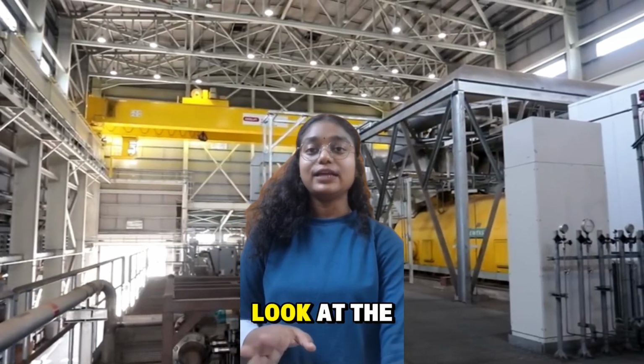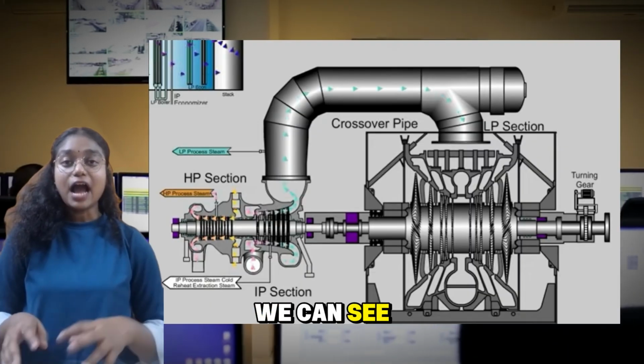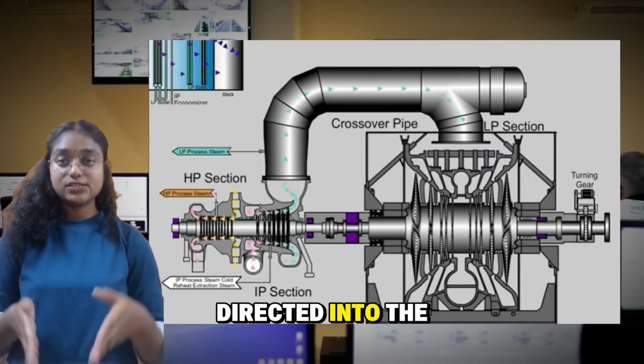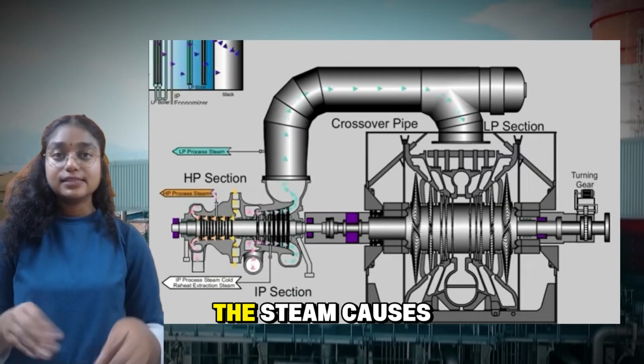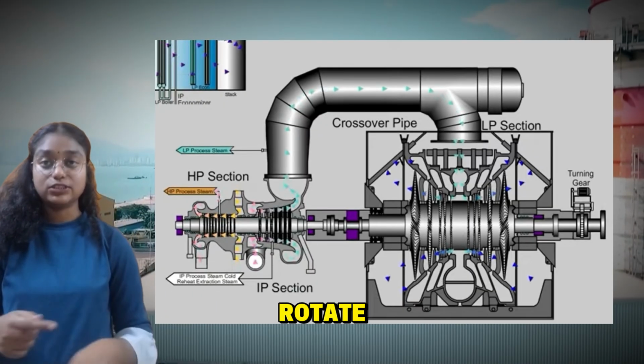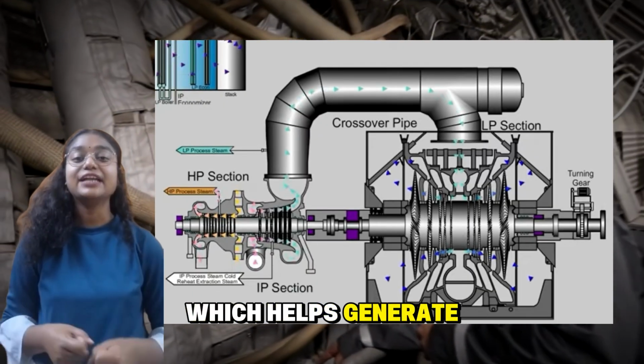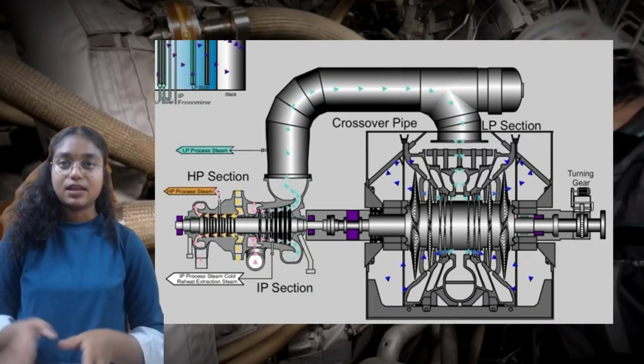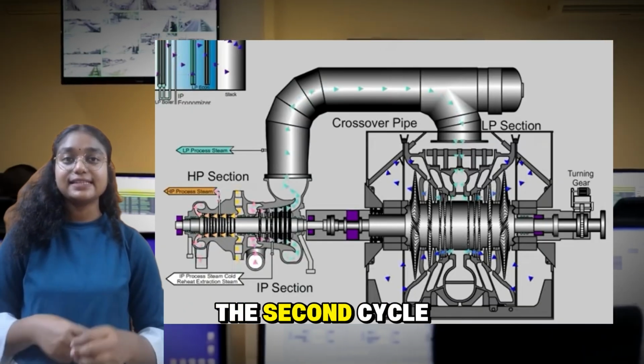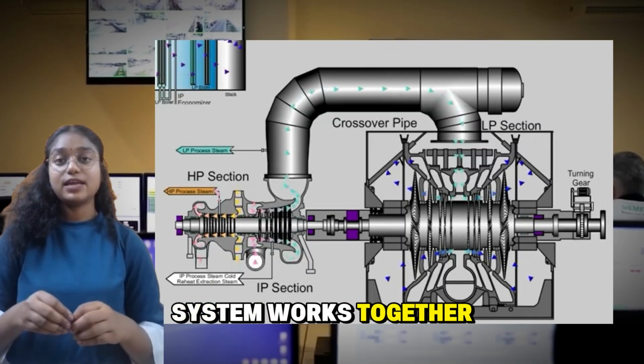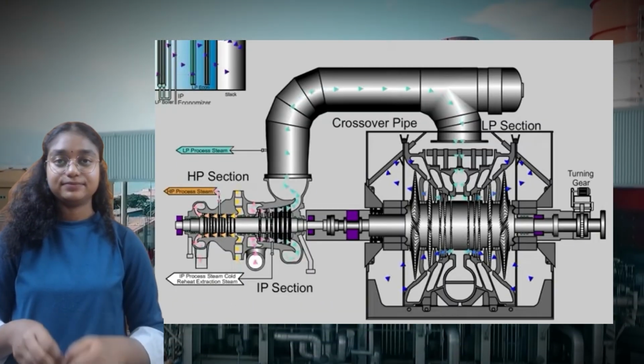Then, we will look at the steam turbine section. In this image, we can see how steam is directed into the turbine system. The steam causes the turbine to rotate, which helps generate additional electricity. This shows how the second cycle of the system works together with the first cycle.